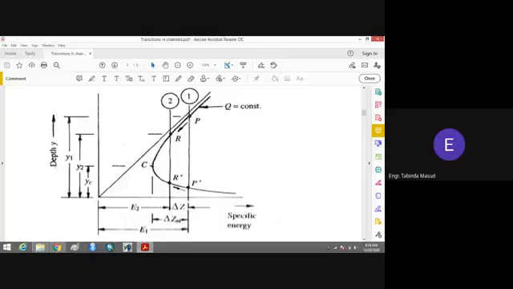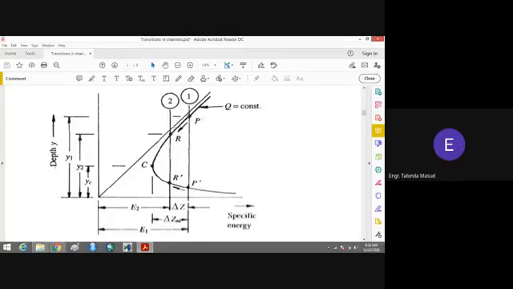So what will happen if you further increase the height of the hump? There will be no change in YC, but the depth of the flow will get decreased at section 1.1. Okay, at section 1.1 the depth of the flow will get decreased. You can see that this point P dash will further come towards the downstream side.